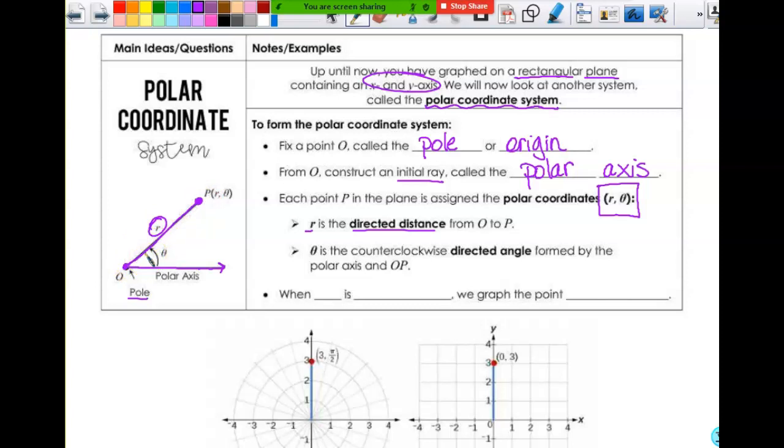And then theta is the counterclockwise directed angle formed by the polar axis, and this should be line segment OP, so it should have a little line segment above it. So here's theta. It's the angle that you would rotate around. And we're rotating, you can just think about like rotating around your unit circle. It's the same concept, it's just not necessarily a unit circle, okay? So if r is negative, we graph the point positive r, theta plus pi.